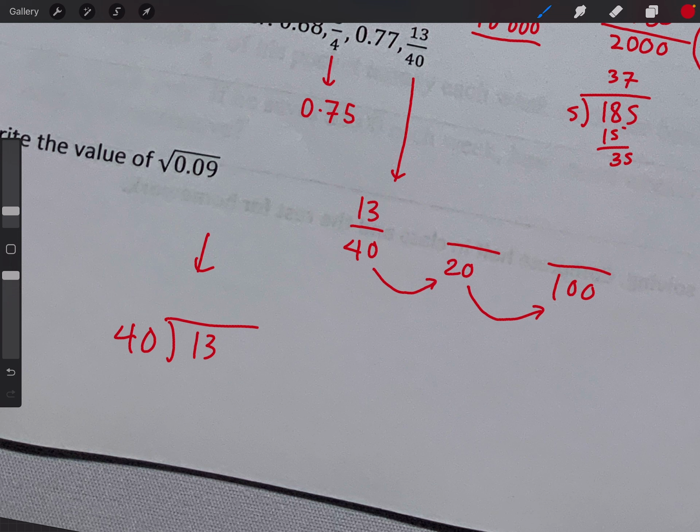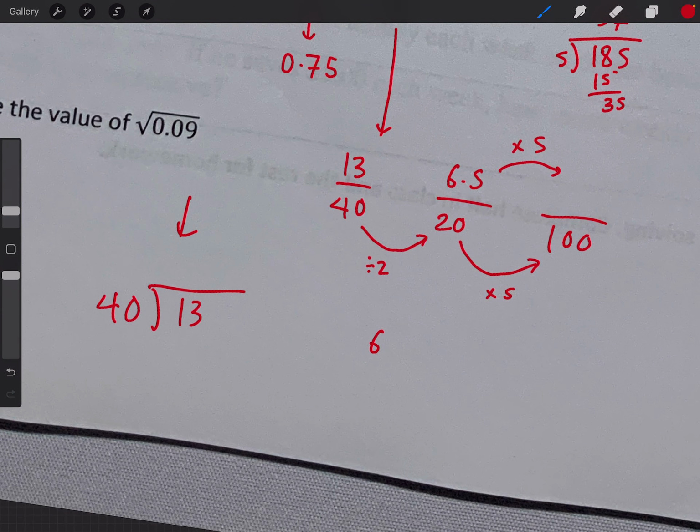Now to go from 40 to 20, we just divide it by 2, and from 20 to 100 I times it by 5. So 13 divided by 2 is 6.5. Now 6.5 times 5 and get that number there. Alright, let's work it out. 6.5 times 5. 5 times 5 is 25. 6 times 5 is 30, plus 2 is 32. 32.5. So this is 32.5.